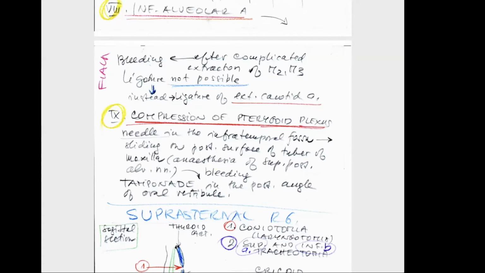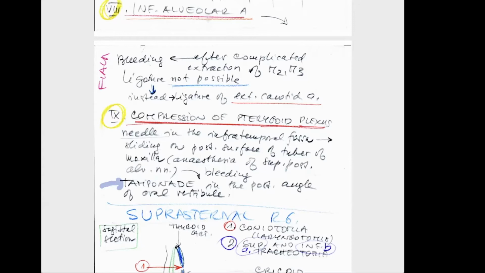Not an artery, but there is also one possible bleeding after damage to the pterygoid plexus. It could be caused by the anesthesia of the superior posterior alveolar nerves, when the needle is in the infratemporal fossa, gliding on the posterior surface of the tuber of the maxilla. Because it's a network of fragile tissue, a network of venous interconnections and connective tissue, it can lead to bleeding, as we can read together. The only way is to make a tamponade into the posterior angle of the oral vestibule.